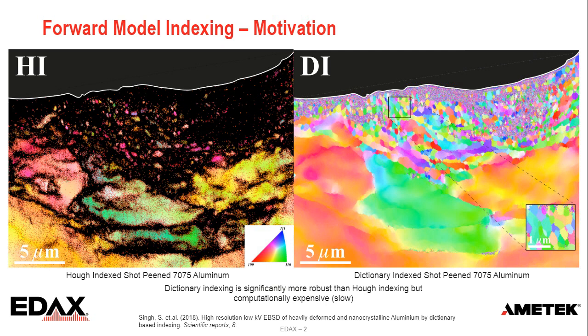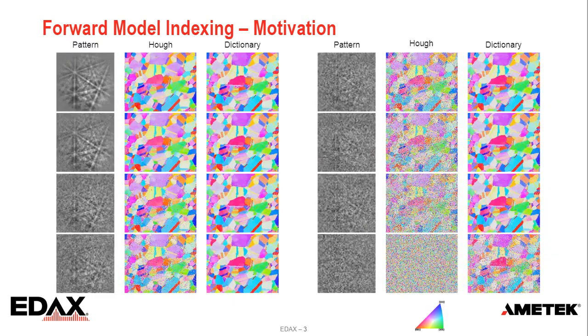And then here's another example from nickel, same data set here, the same region exposed, different camera exposures. So you can see as the pattern quality gets worse and worse, Hough indexing starts to fail because you can't detect the bands, but there's still a lot of information. For example, if you look where the prominent zone axis is, you can still sort of see that zone axis bright point even in the worst image. And that's enough information for the dictionary indexing to do a pretty decent job still.